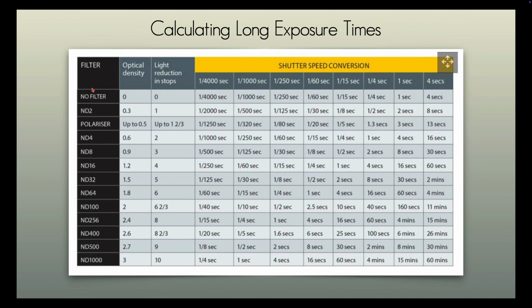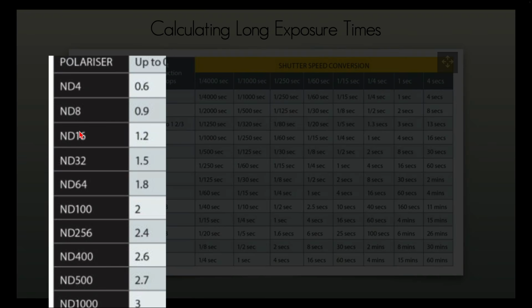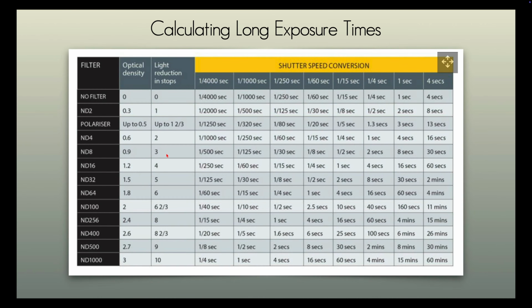So I just want you to notice something on the left side here when it comes to the ND filter naming system. And this is a very common mistake when people start looking for neutral density filters: they figure an ND8 is an 8 stop, and it's not. It's 3 stops of light.